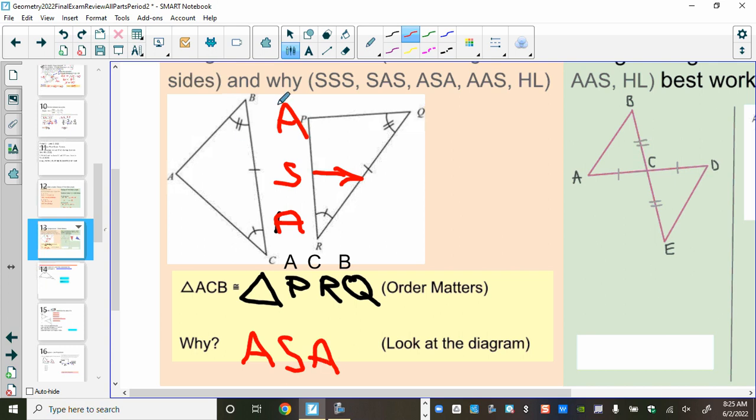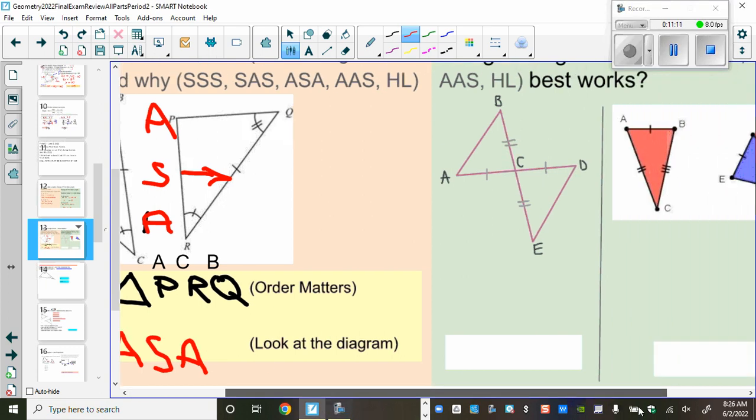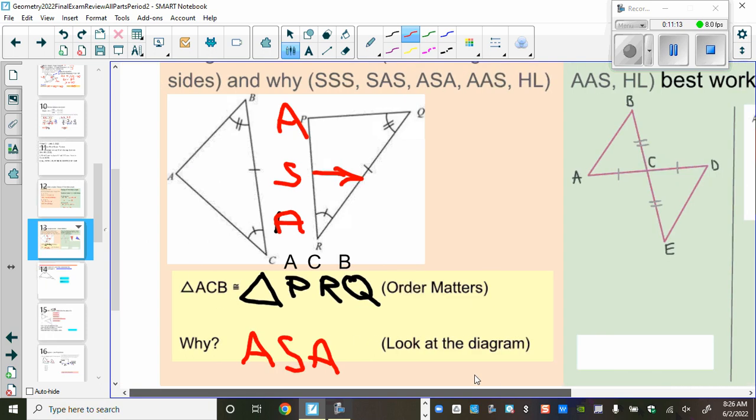You might have that on the final. Let's say here's a triangle. What's our order? Okay, questions on this problem, ladies and gentlemen? You understand why this is an angle, side, angle.